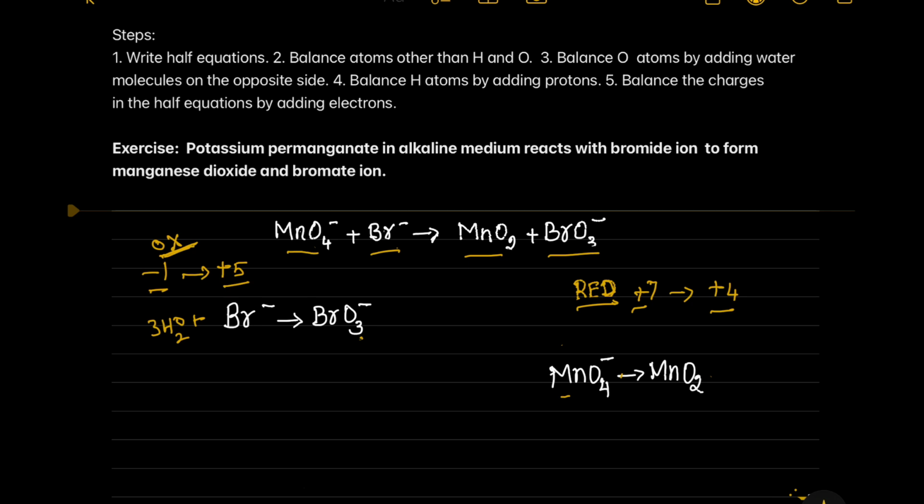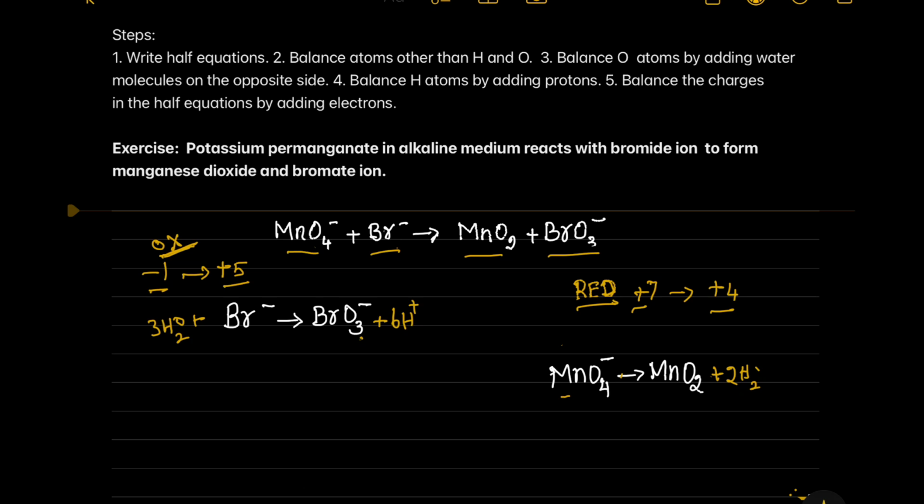Coming to the second half equation, on the left side there are 4 oxygen atoms and on the right side there are 2 oxygen atoms. Therefore, on the right side we have to include 2H2O to balance oxygen. Then the next step is balancing hydrogen. Here 6H plus are added on the right side of the first half equation since the left side contains 3H2O.